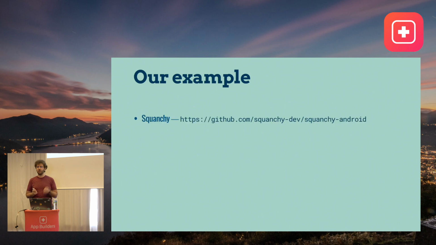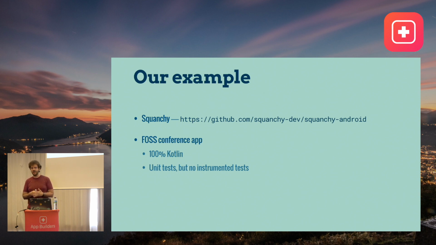In our example, we're going to be looking at the code of Squanch. Squanch is an open source project that I'm contributing to. It is an open source conference app that is written 100% in Kotlin and has unit tests, but doesn't have instrumentation tests. Mostly because instrumentation tests are a pain to set up, especially on CI, and we never had the time to. We want to, but we haven't had time to. So if anyone wants to contribute any, you're welcome.